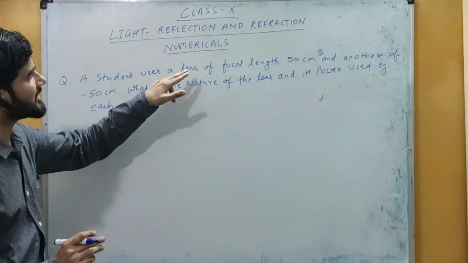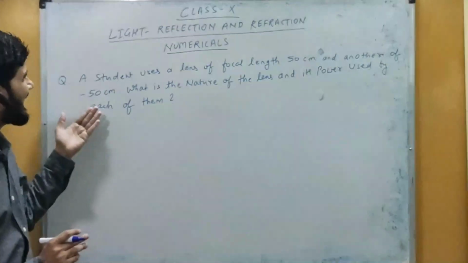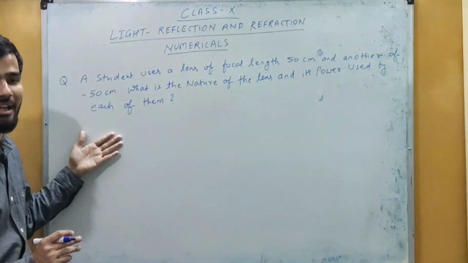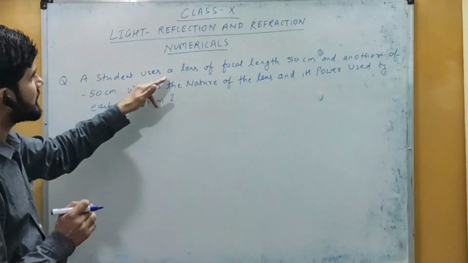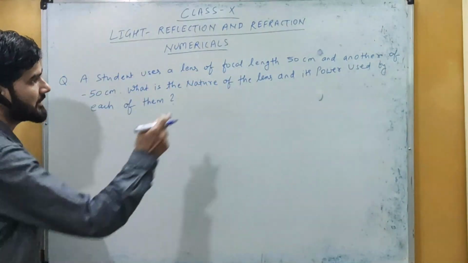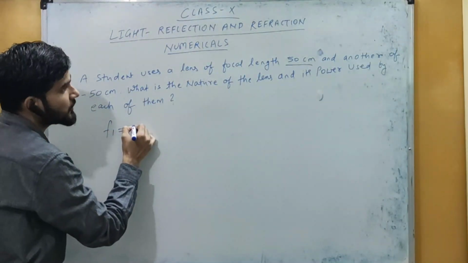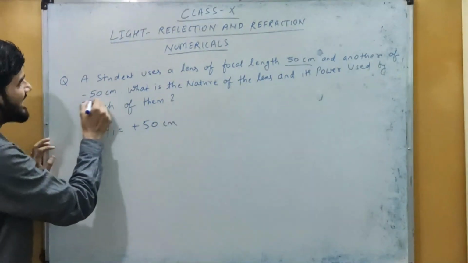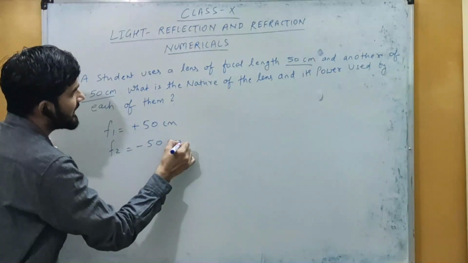A student uses a lens of focal length 50 cm and another of minus 50 cm. What is the nature of the lens and its power used by each of them? What will we write first? We will write the given data. A student uses a lens of focal length 50 cm; we assume this is f1. So f1 is equal to plus 50 cm, and another of minus 50 cm; we take this as f2 equals minus 50 cm.